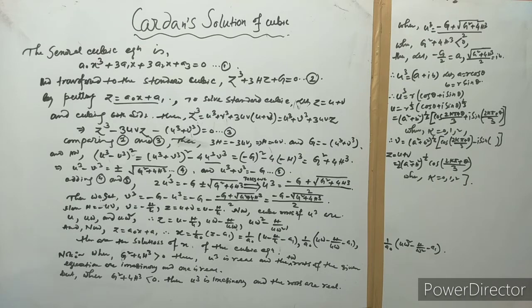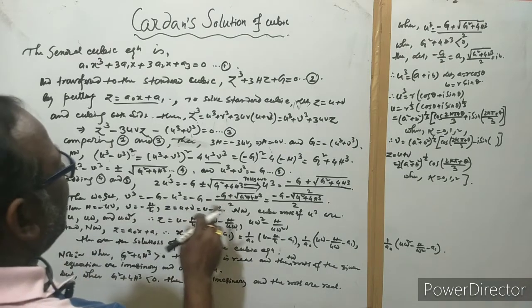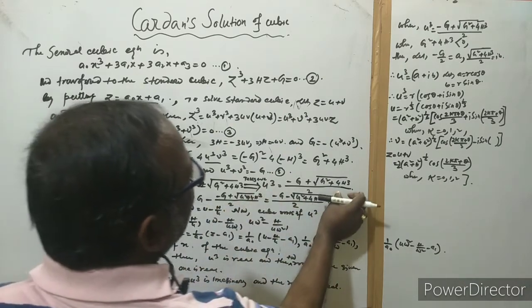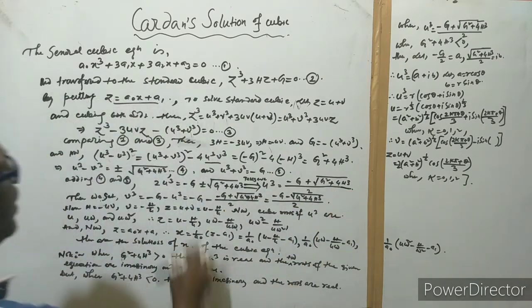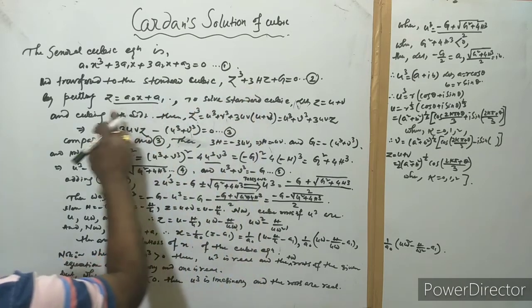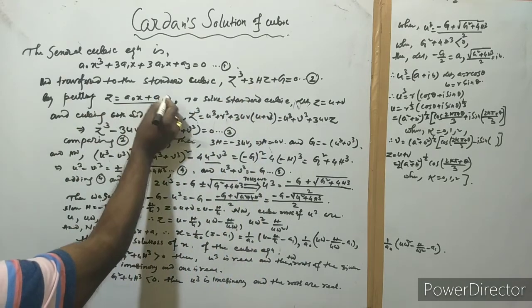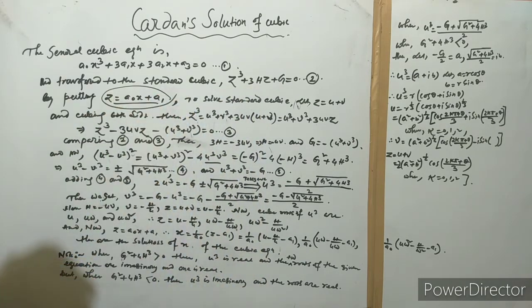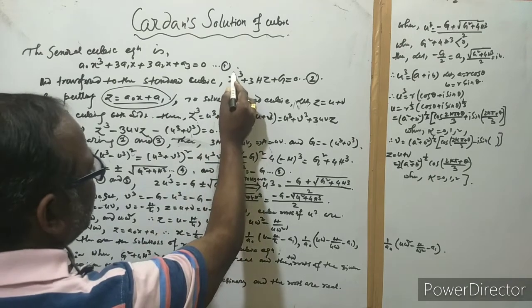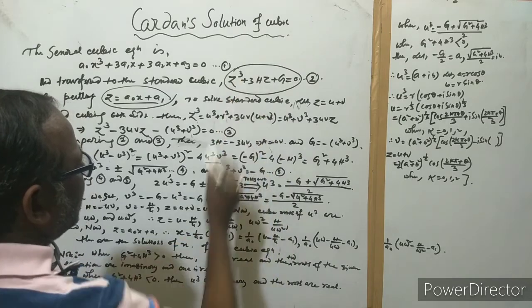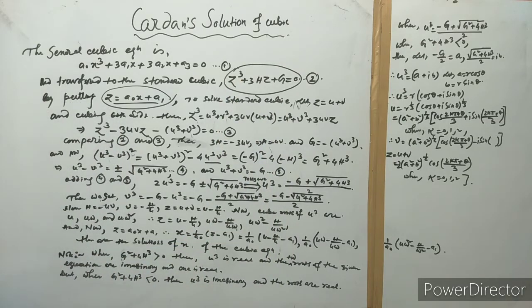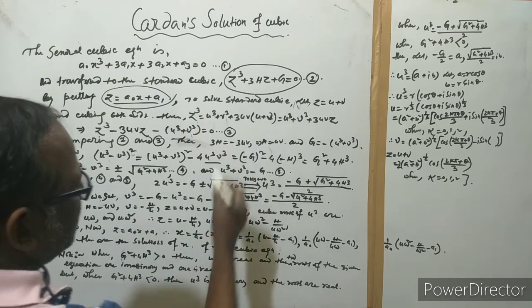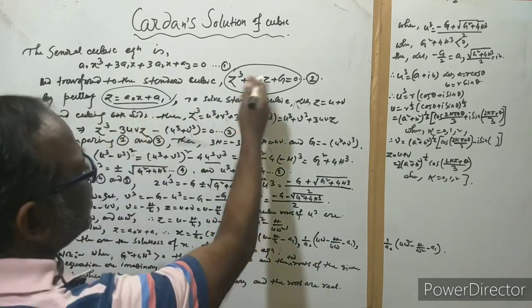While solving problems, we always find the value of U cube in this form. A general equation is transferred by substituting Z equal to a0 x plus a1. After that, this is called the standard cubic. Students, learn this point carefully, and also the value of U cube, assuming this is the standard cubic equation.